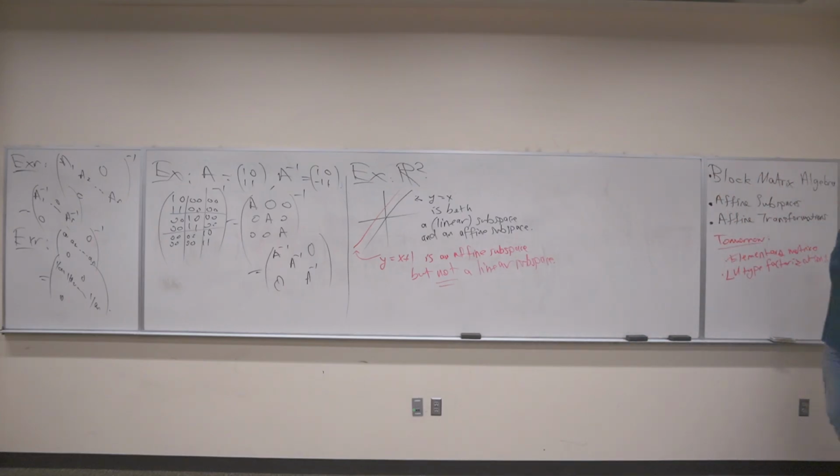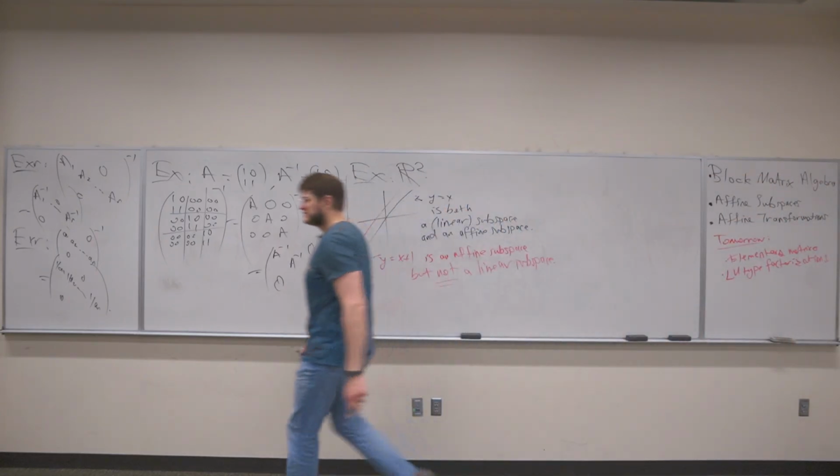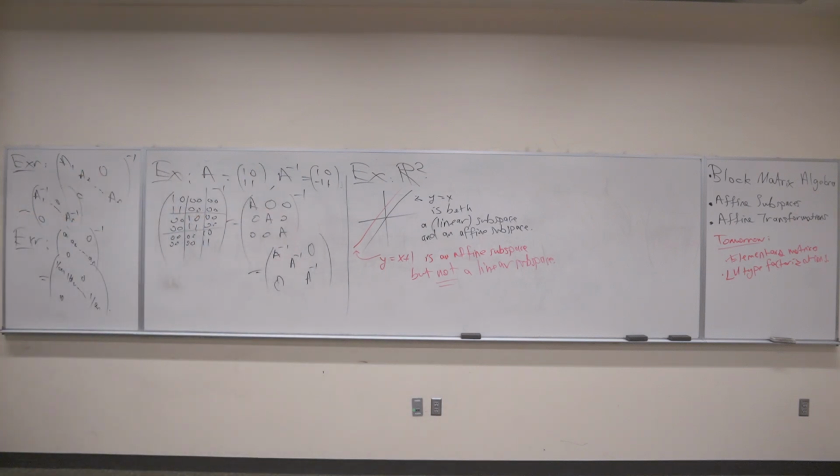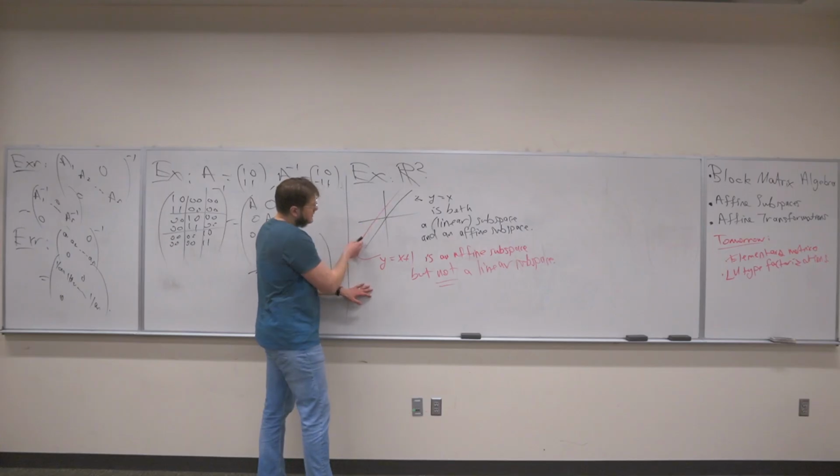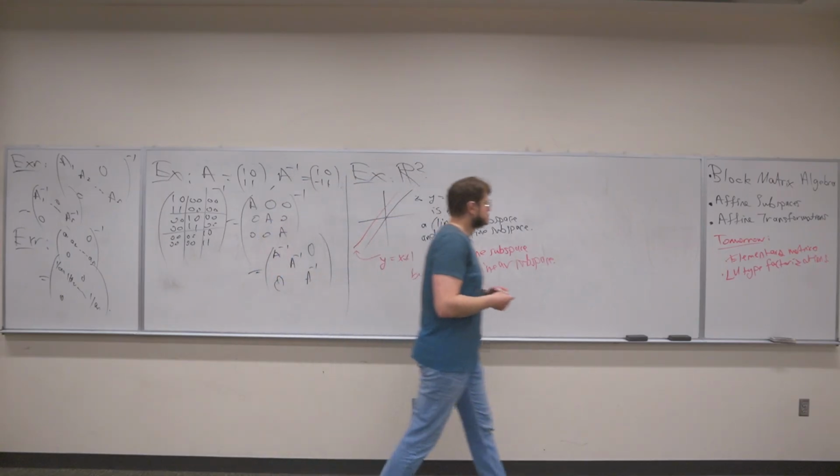What is the definition? The definition is, well, an affine subspace of a vector space is a translation of a vector subspace or linear subspace. So how did I get this red line? I started with the subspace and I moved it. That's the general definition, essentially.